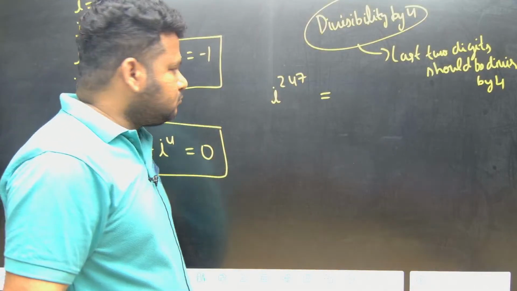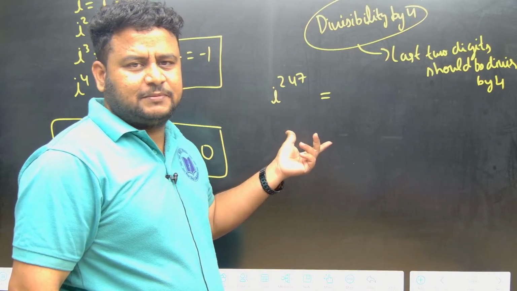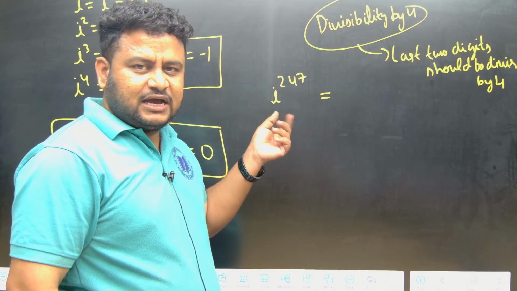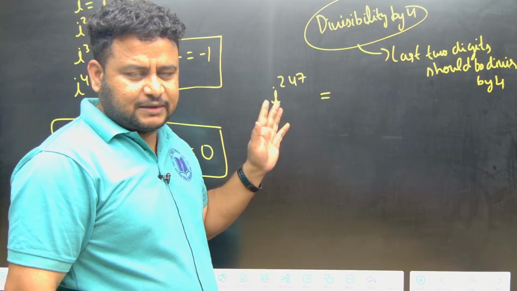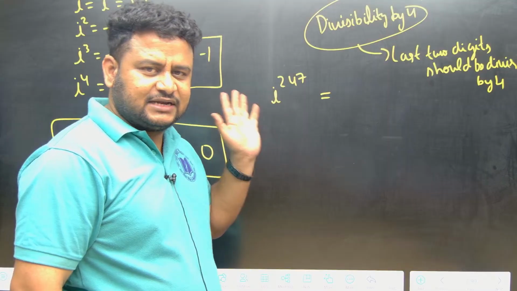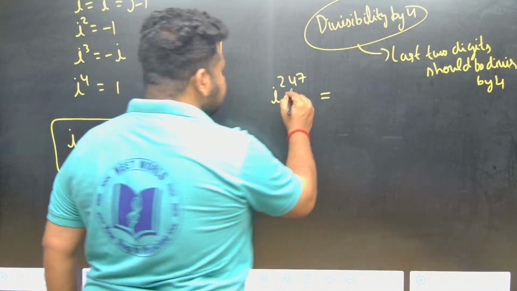Observe here. When you have to divide by 8, the last 3 digits should be divisible by 8. If you have to divide by 16, the last 4 digits should be divisible by 16. That means the remainder should come equal to 0. If it is 0, then the entire number is divisible by 4. Now, here 247 is there. Let us divide the last 2 digits by 4.